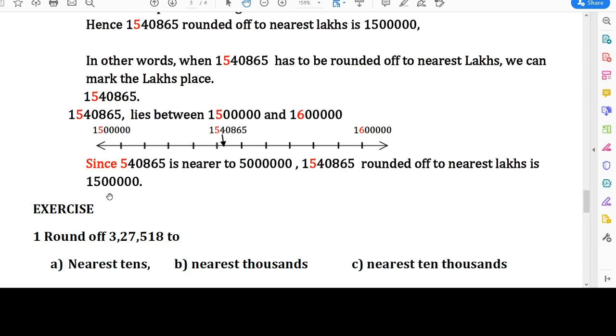Now I'll give one question for you to round off the same number to nearest tens, to nearest thousands and to nearest 10,000. So let us round off 3,27,518 to nearest tens, nearest thousands and nearest 10,000s. Children, do this question tomorrow.